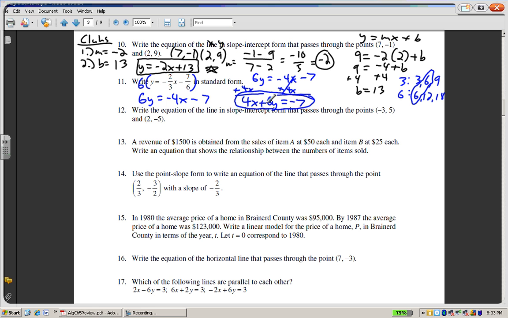ax plus by equals c. A is positive. A, b, and c have no common factors. And a, b, and c are integers.